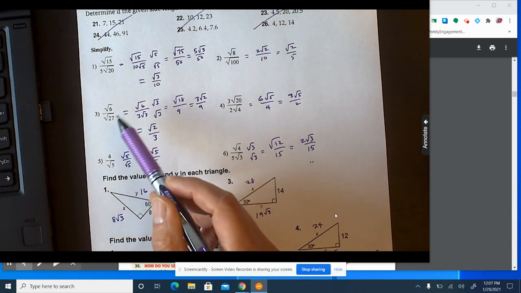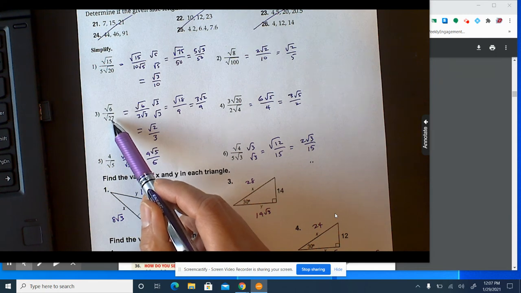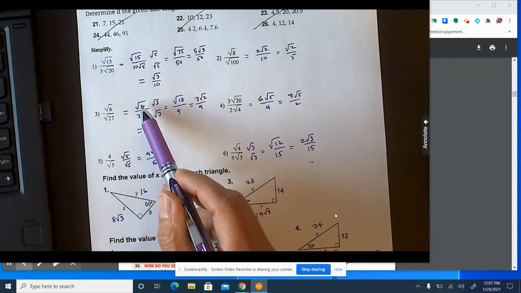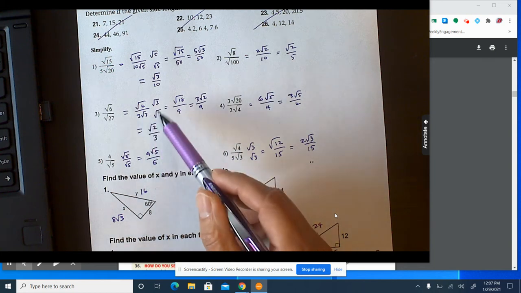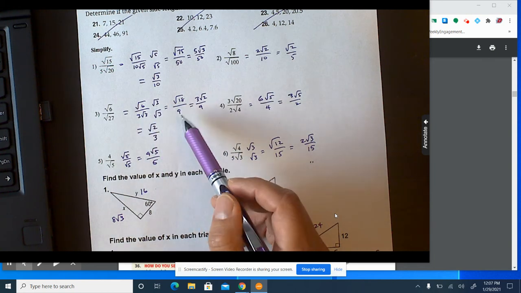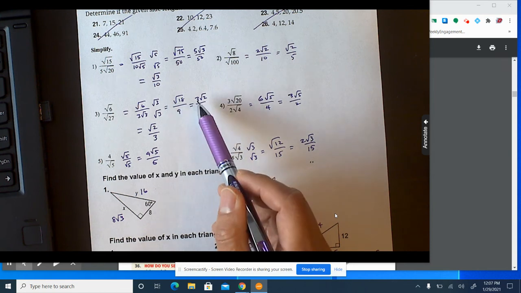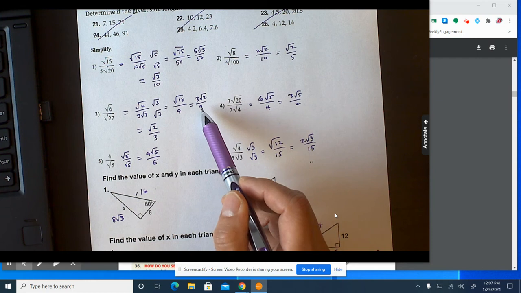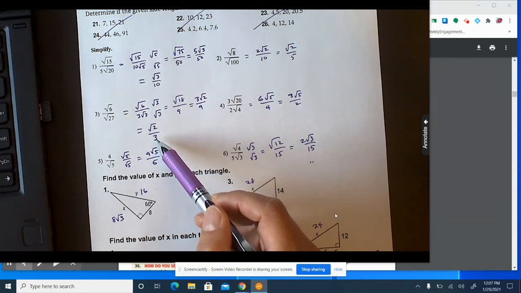Okay. Root 6 over 27. Well, 27 is 9 times 3. 9 is a perfect square, so 9 comes out as a 3. You have root 6 over 3 root 3. You got to get rid of this root 3, so multiply top and bottom by root 3. So you have root 18 over 9. Well, 18 is 9 times 2, so the 9 comes out as a 3. So you have 3 root 2 over 9. Okay, 3 over 9 is 1/3. So you have 1/3 root 2 or root 2 over 3.